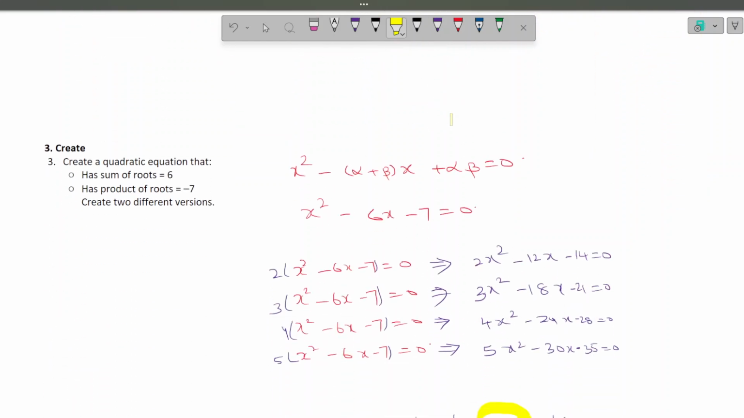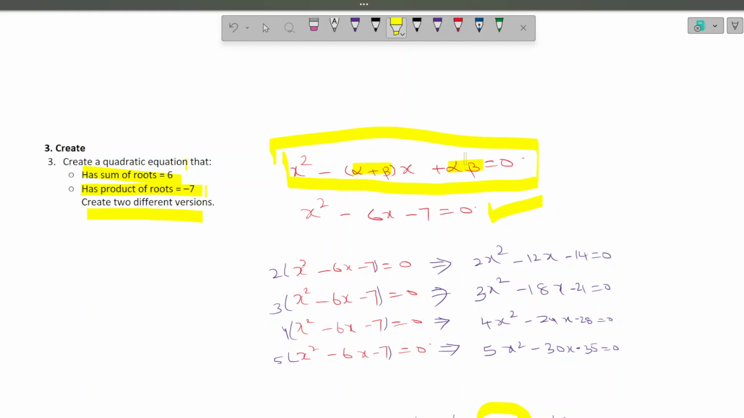Next comes create. You have to create a new problem. Suppose the sum of the roots is plus 6 and the product of the roots is minus 7. Create a different version of it. So this is the quadratic formula to find the equation if roots are given: x squared minus (sum of the roots) into x plus product of the roots. So this is the original one, 6 and 7.